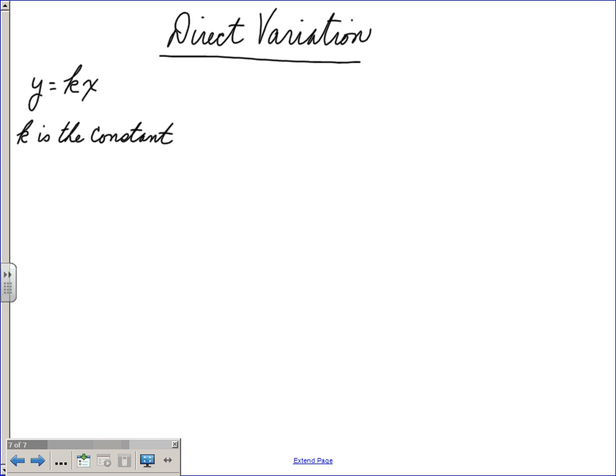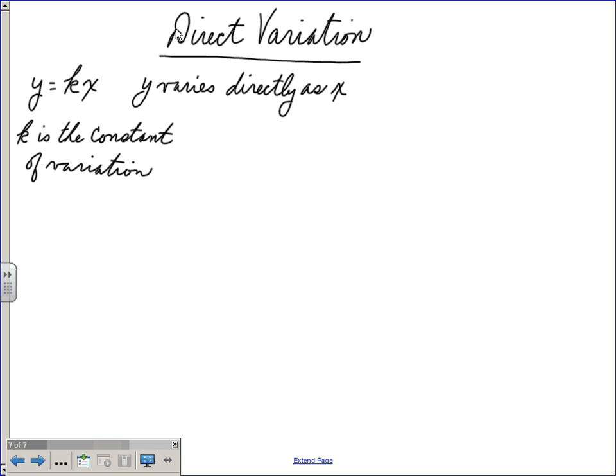In words, it'll read this way: y varies directly as x. If y varies directly as x, we get this equation, y equals kx. And k is called the constant, the constant of variation. Y varies directly as whatever that constant is. Okay? All right. Well, let's take an example. Here's a test question you might see.